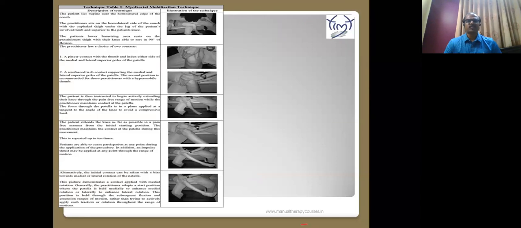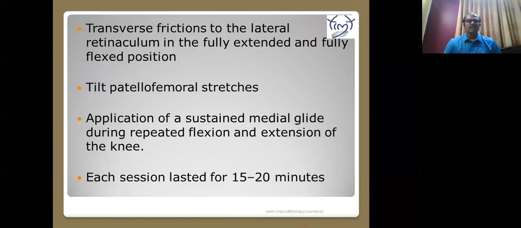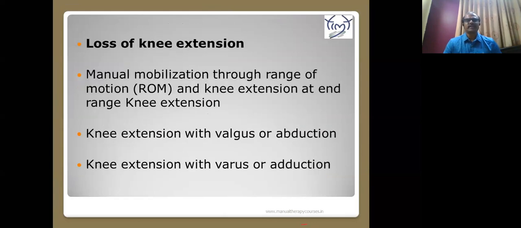And we have a myofascial mobilization technique where we keep the knee in a flexed position, keep the left hand over the top of the patella, hold it there, and ask them to do the knee extension. And then we have a lot of small techniques which we are all aware of. One component is the knee extension loss, where we do combined movement with knee extension with valgus or abduction, or knee extension with varus or adduction, in order to increase the range of motion of extension.